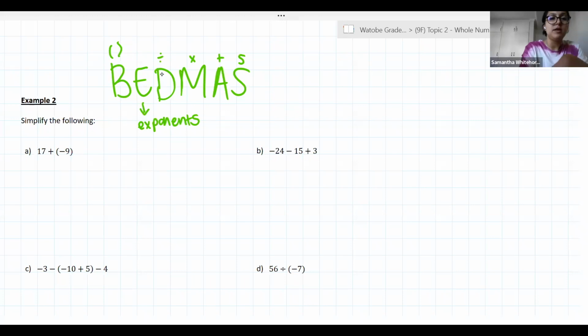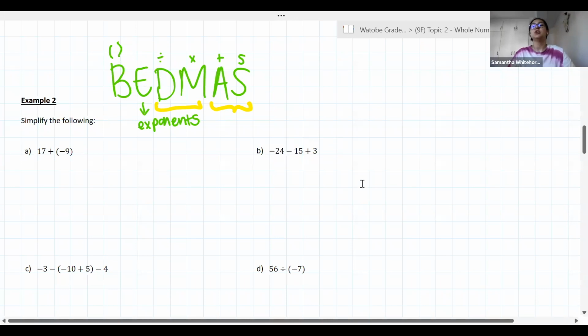And what you need to remember is that there's levels of importance. So the brackets must happen first, then the exponents, then any division and multiplication, and then only right at the end do we deal with any addition or subtraction.